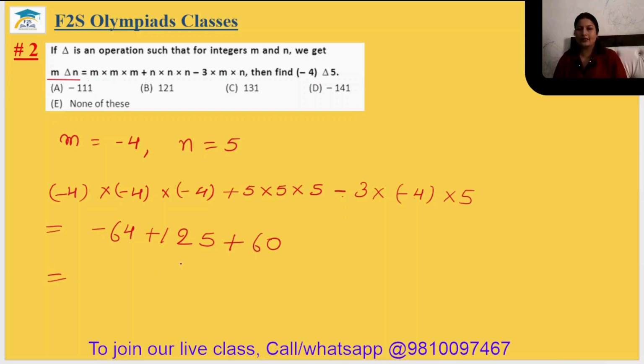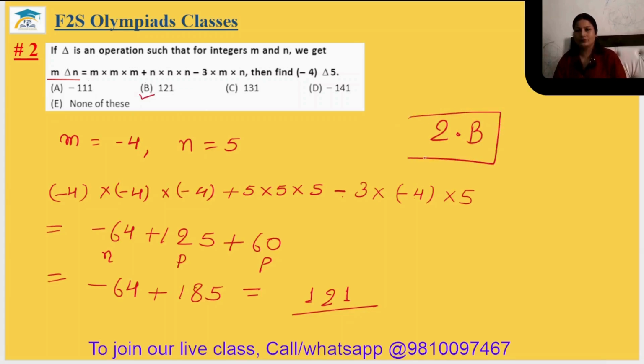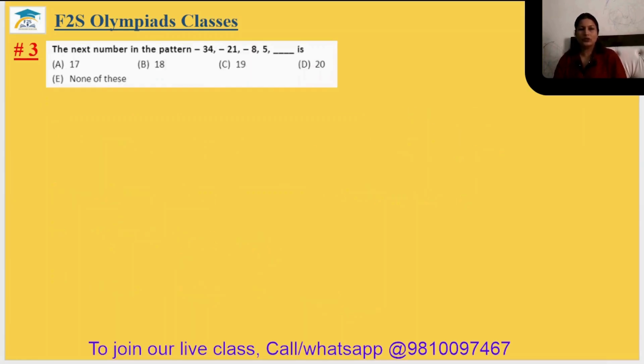We will just decide the positive integers. This is positive, this is negative, and this is negative. This is positive, positive. So we will add the positive integers first. So plus, it will be 185, and 185 minus 64. It should be 5 minus 4, 1, 8 minus 6, 2, and 1. 121. Where is it? It is in option B. So the second answer will be B. Second is B.